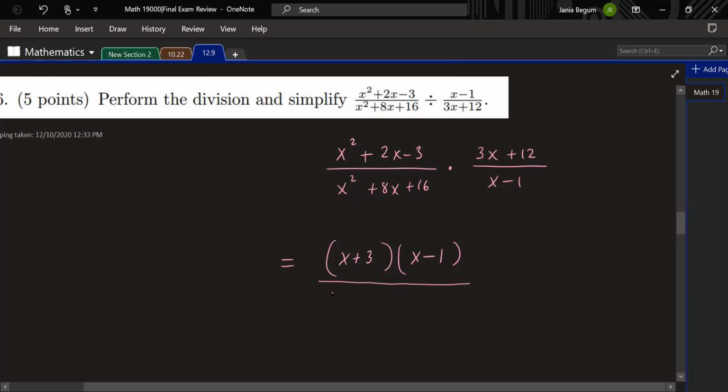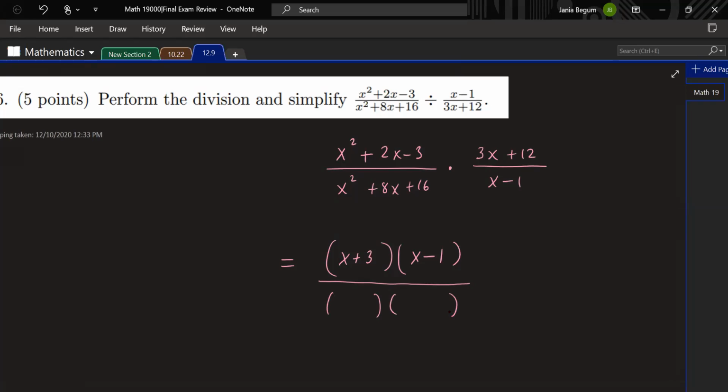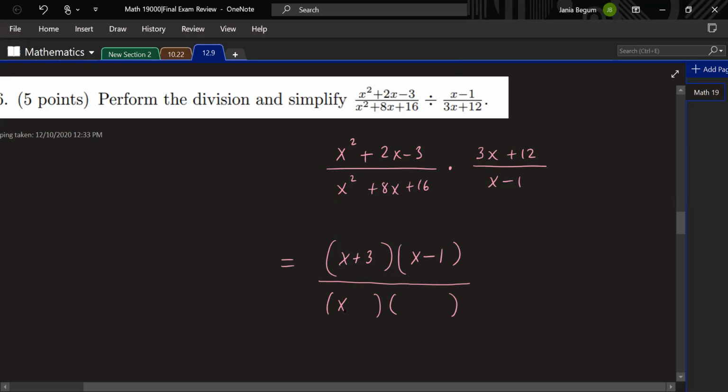Now what about the bottom? Can that be factored? Yes, x plus 4 and x plus 4. Right, so it looks like this works.